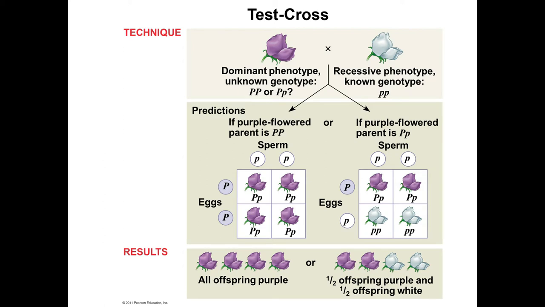Now, you can set up what's referred to as a test cross when you do not know the genotype of one of the parents. To figure out the genotype of the unknown parent, you set up this test cross. This involves taking your unknown individual, whether it is homozygous dominant or heterozygous, you don't know, and crossing it with an individual that is homozygous recessive, because the homozygous recessive individual is going to express the recessive phenotype.